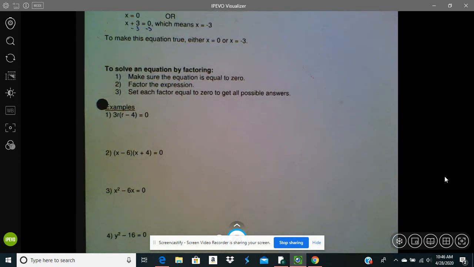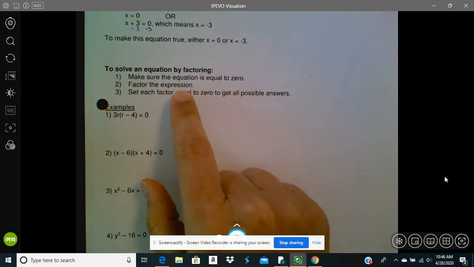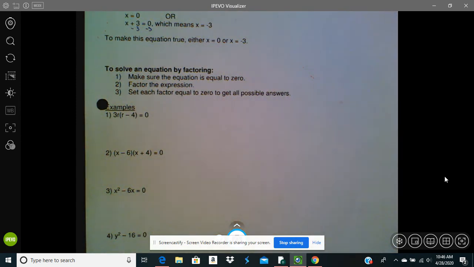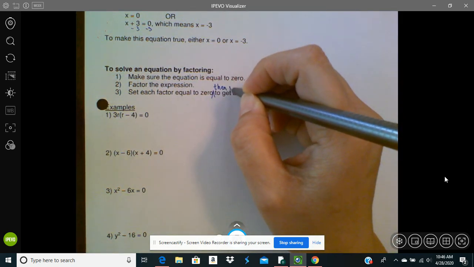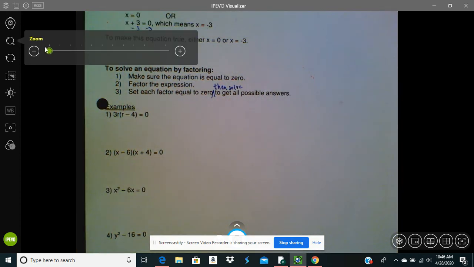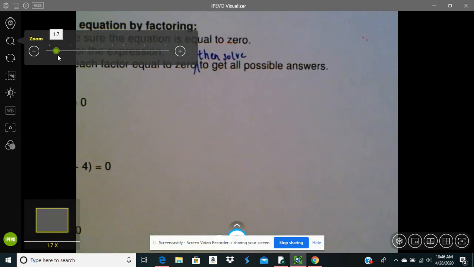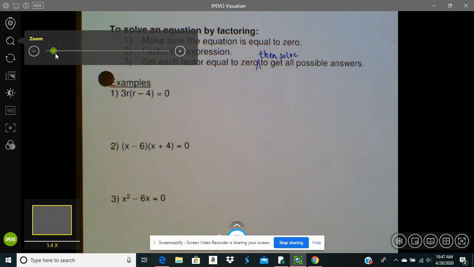So to solve an equation by factoring, you want to make sure the equation equals 0. You want to factor the expression, and then you want to set each factor equal to 0. Then solve, if necessary, to get all possible answers. And if you don't mind, I'm going to zoom in just a touch. Okay, so let's look here.